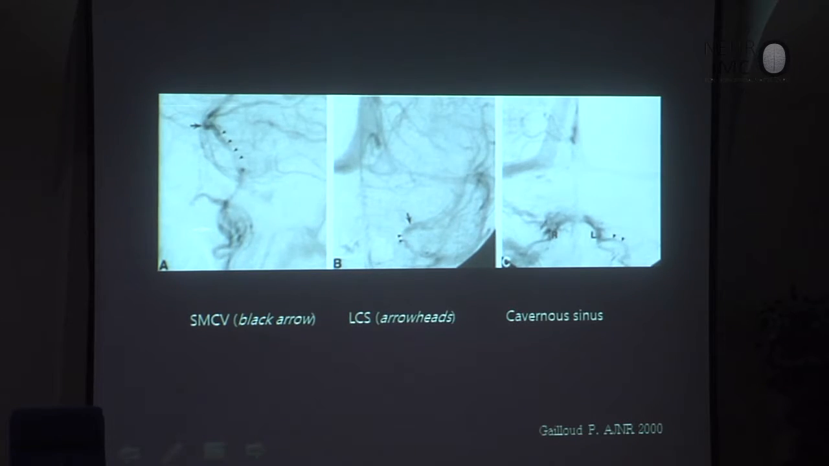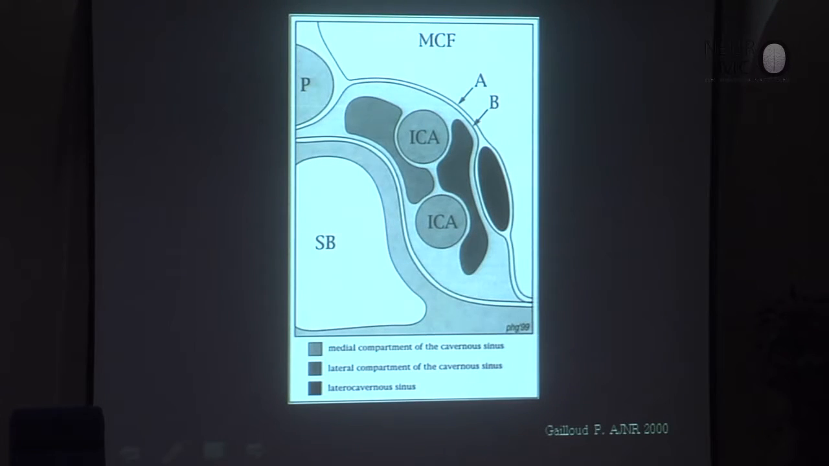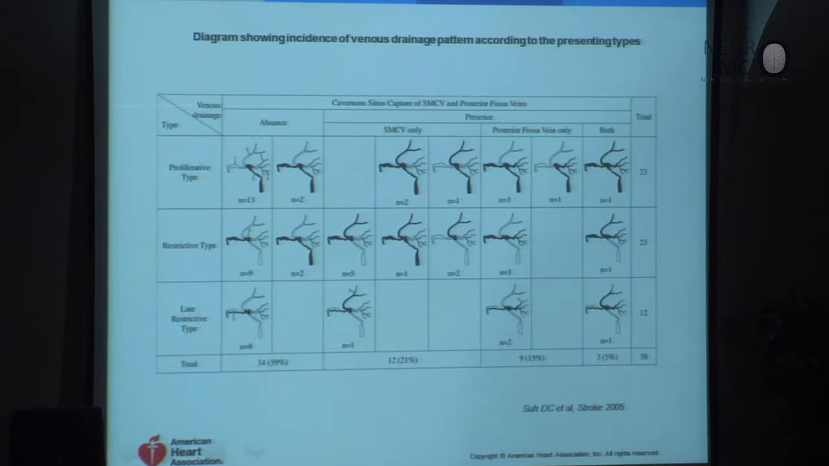This angiogram shows the separate venous drainage of the superficial middle cerebral vein into the cranial fossa, separate from the cavernous sinus area. In addition to the medial and lateral compartments of the cavernous sinus, in the lateral wall of the sinus dura wall, there is a lateral cavernous sinus, as you see here. This kind of variation makes the understanding of this lesion a little difficult. That's why there are various venous drainage patterns according to the phase of disease progression and also the absence or presence of cavernous sinus capture.